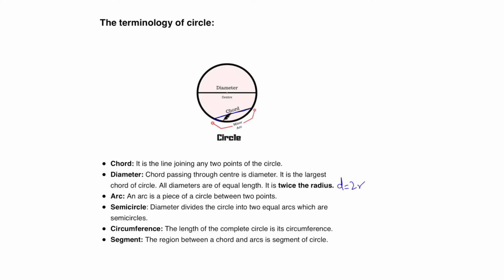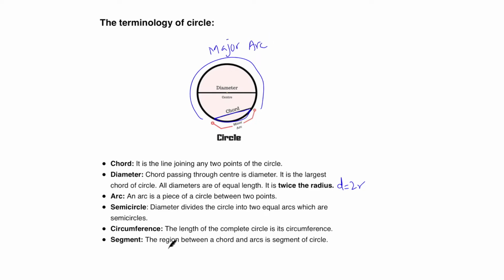Like this over here is called an arc, which is formed by this chord. And if you look at this circle, this one is a minor arc and this one is basically the major arc. Please remember the difference. This is the major arc.